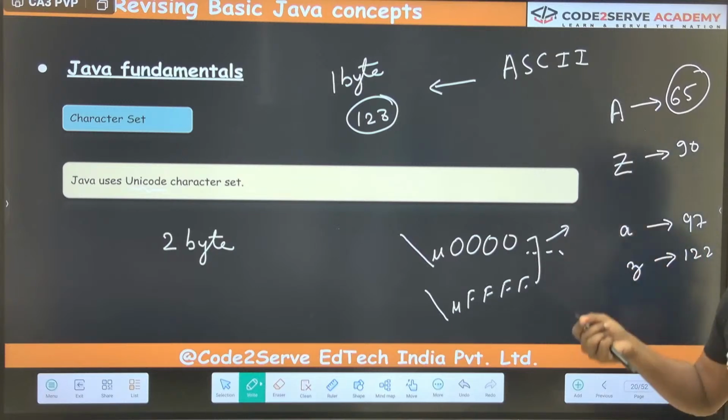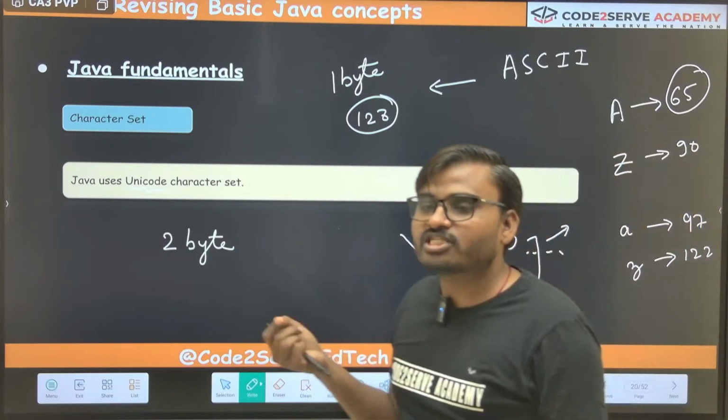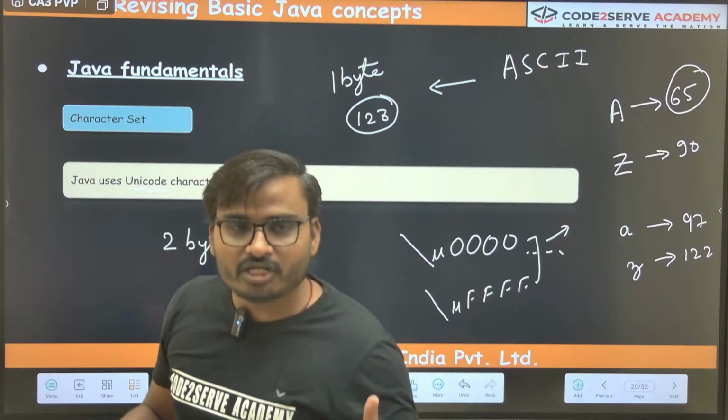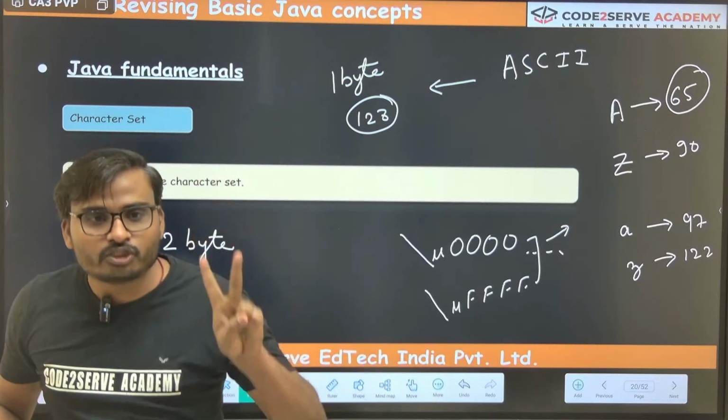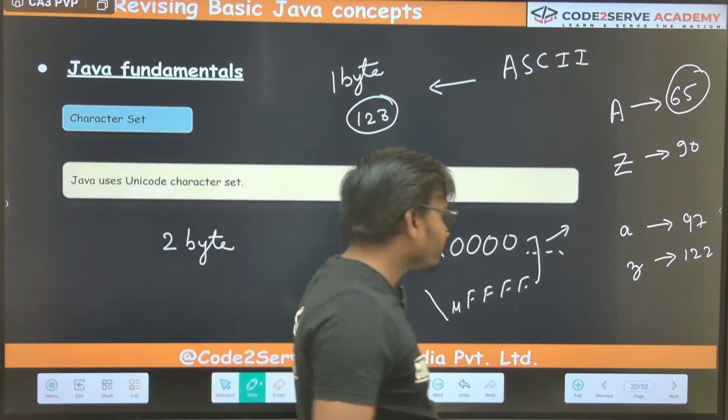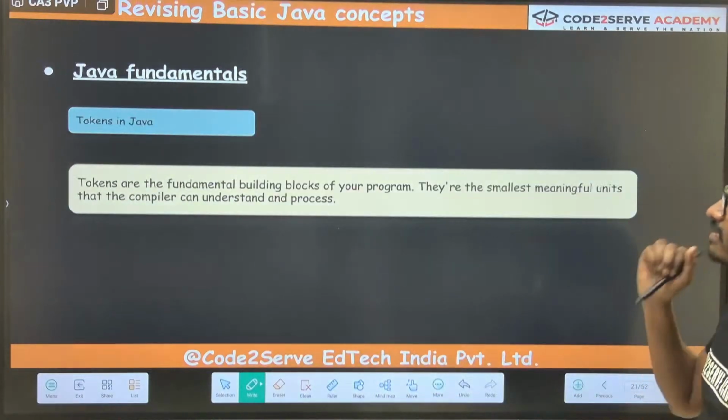So whenever your program or your exam asks what Java uses, Java uses the Unicode character set that is of 2 bytes, right? This much only you have to understand.